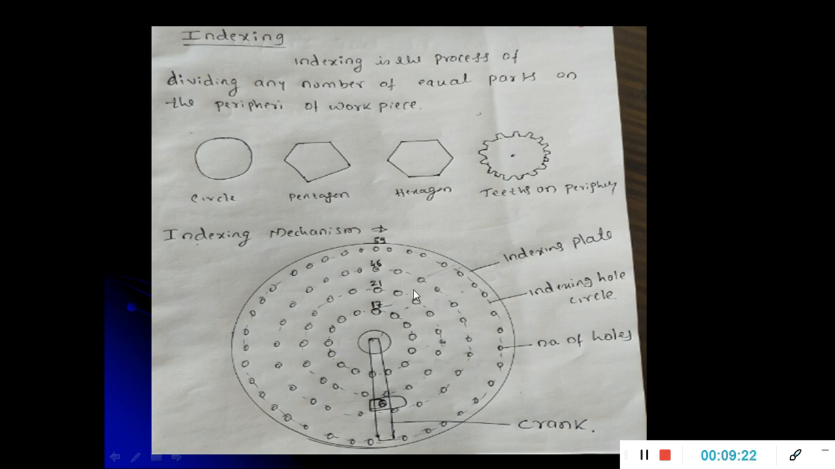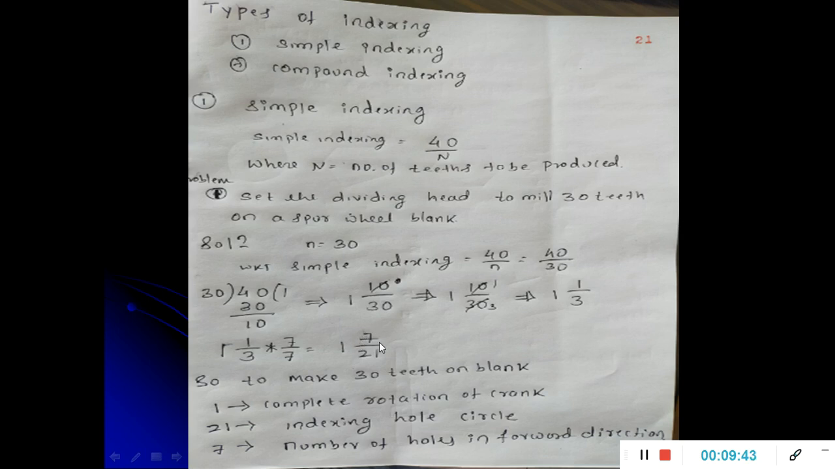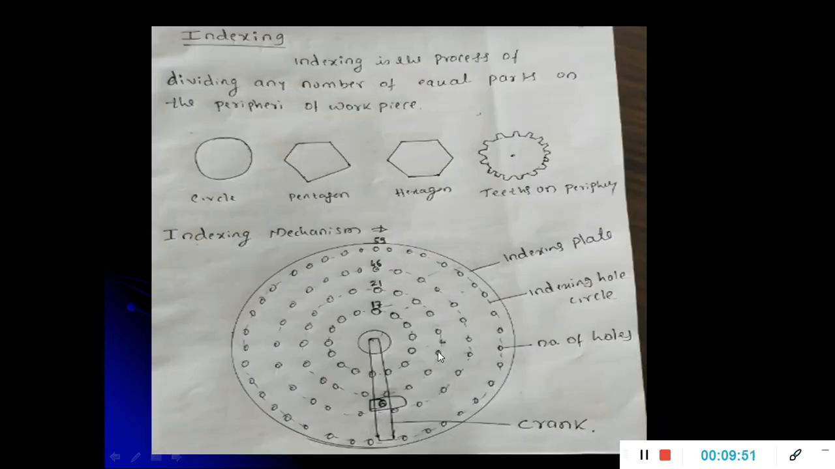So one complete revolution of the crank. This one indicates one complete revolution of the crank, and 21 indicates the indexing hole circle. So this denominator value 21 indicates the 21st indexing hole circle, and this numerator value 7 indicates the number of holes in a forward direction.